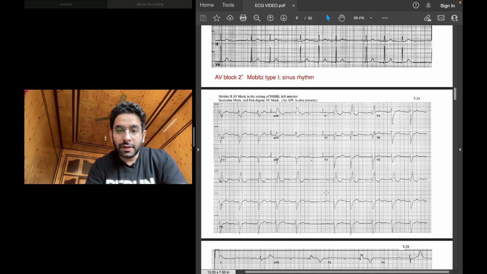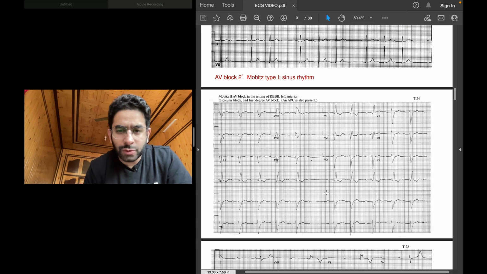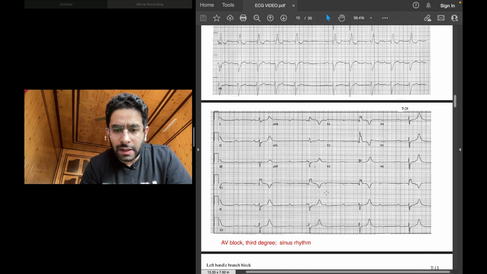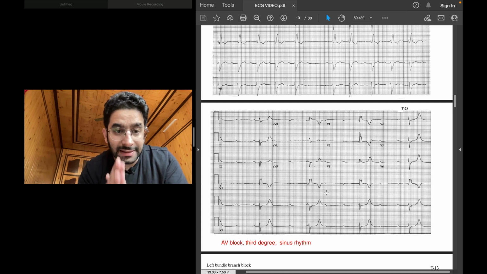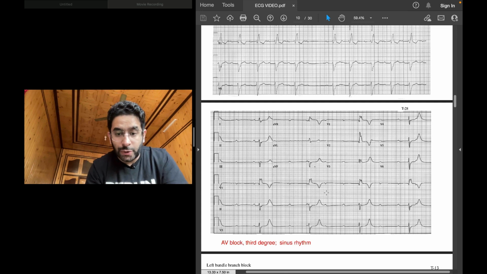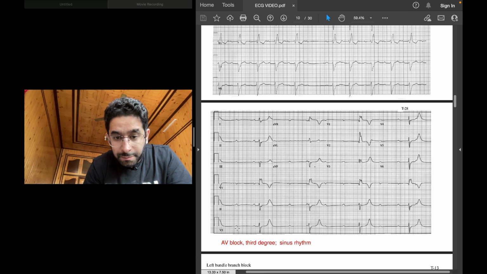Okay, now third thing, so we can skip this one. Now next is to appreciate third degree AV block. You should never miss this finding on ECG. So what you have here is the P waves which are not being conducted. The P waves are going at their own unique rate. The atrial rate is different. The ventricular rate is different and is low. There's bradycardia.